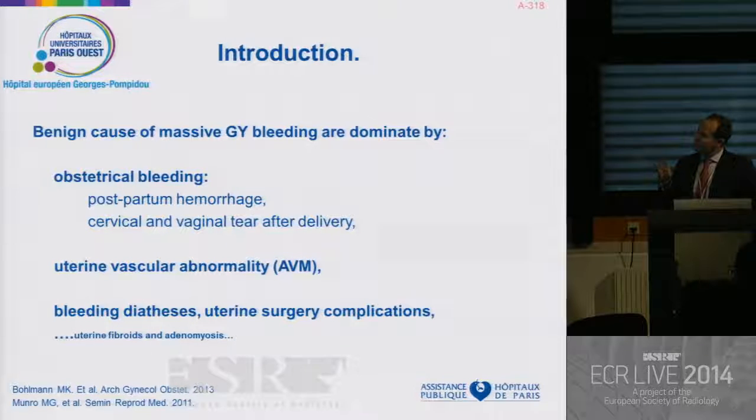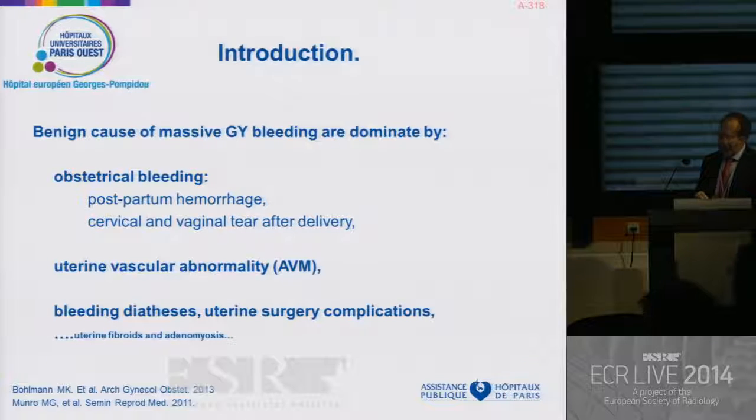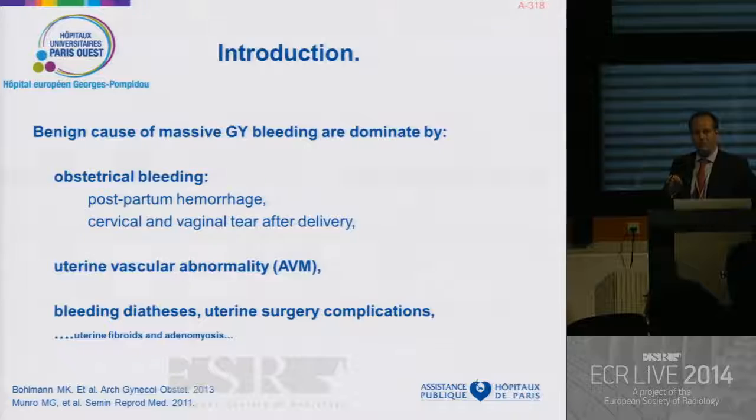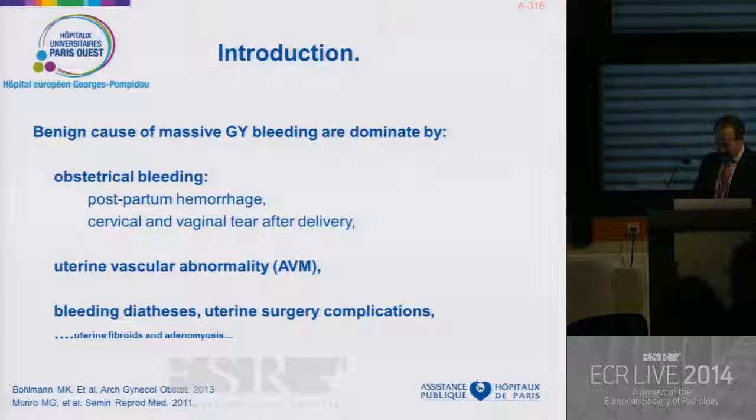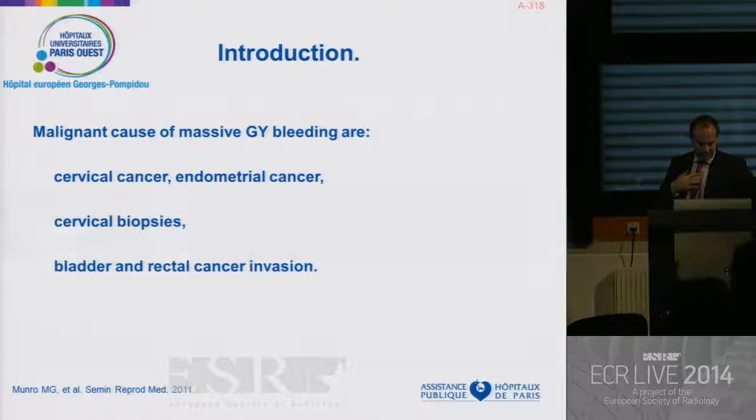Benign causes of massive bleeding are dominated by obstetrical bleeding, postpartum hemorrhage, or cervical or vaginal tear after delivery, uterine vascular abnormality. In some cases, it could be a uterine surgery complication or a bleeding diathesis, and it's extremely rare that uterine fibroids or adenomyosis are responsible for major bleeding. So I will skip this part because it's not major.